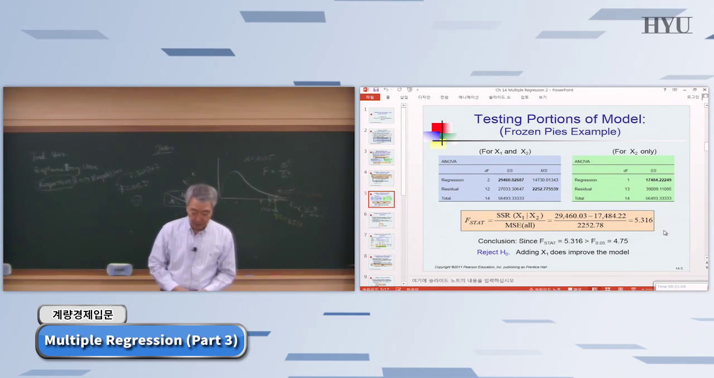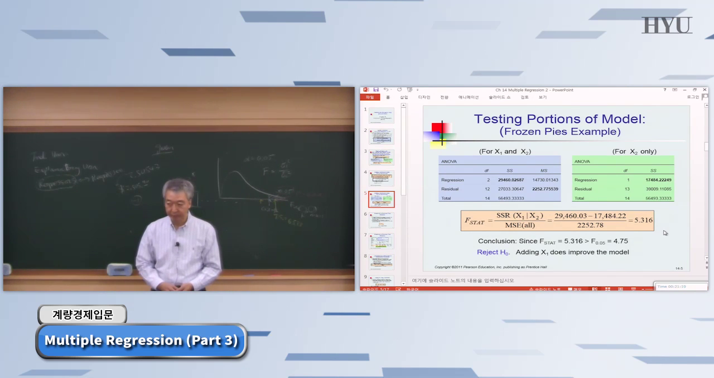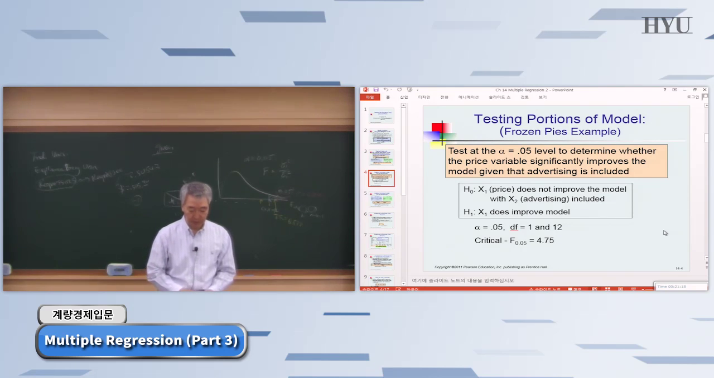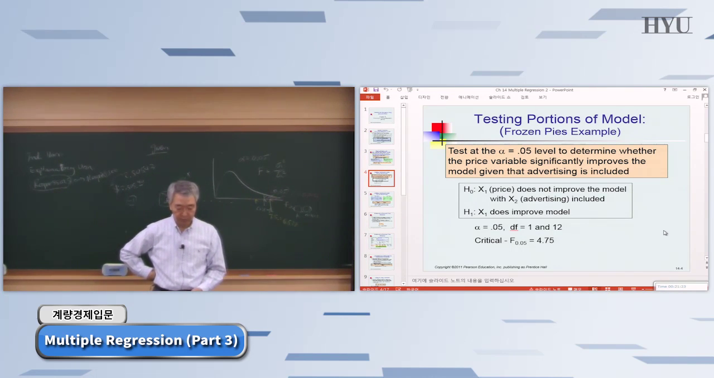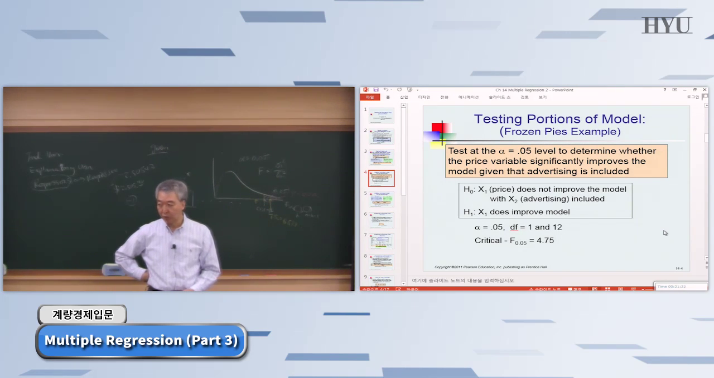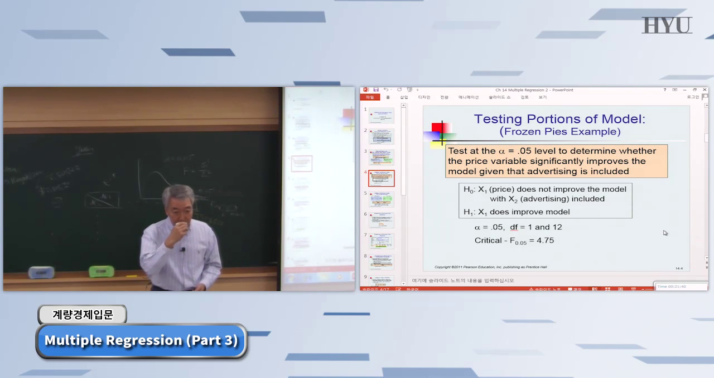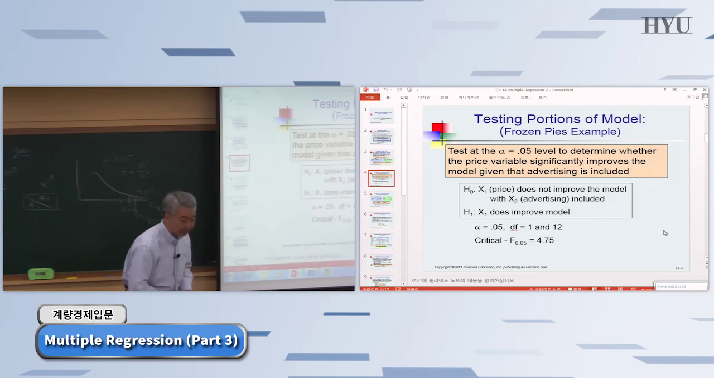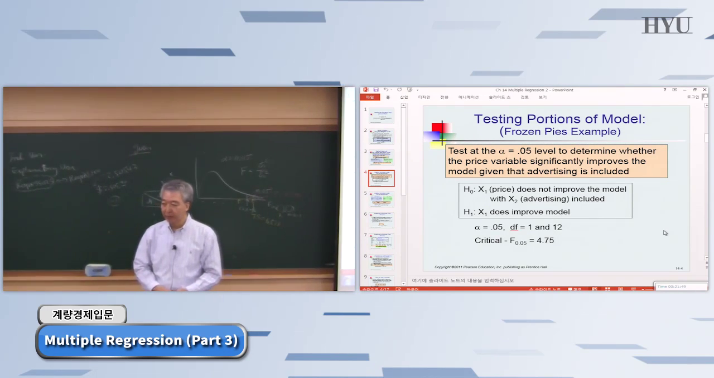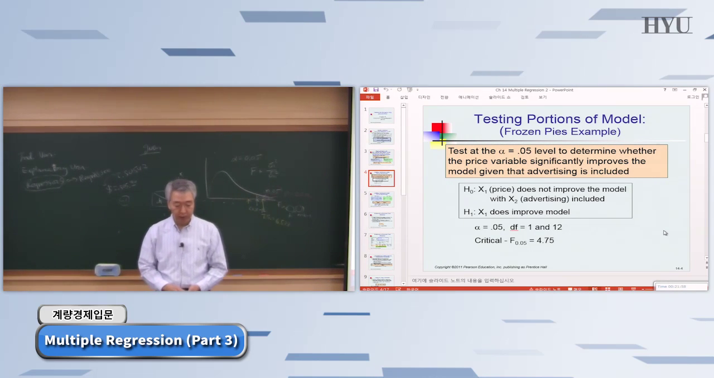So the test statistic exceeds the critical value, and you can reject the null hypothesis. This null hypothesis says price does not improve the model when x2, advertising, is included. But you have rejected that null hypothesis. So what is your interpretation? What does that mean? Including the price, x1, in your model significantly improves the predictive power of your model. Unfortunately, for this test we cannot use the p-value. We have to use the critical value approach, so you will need an F table for this test.